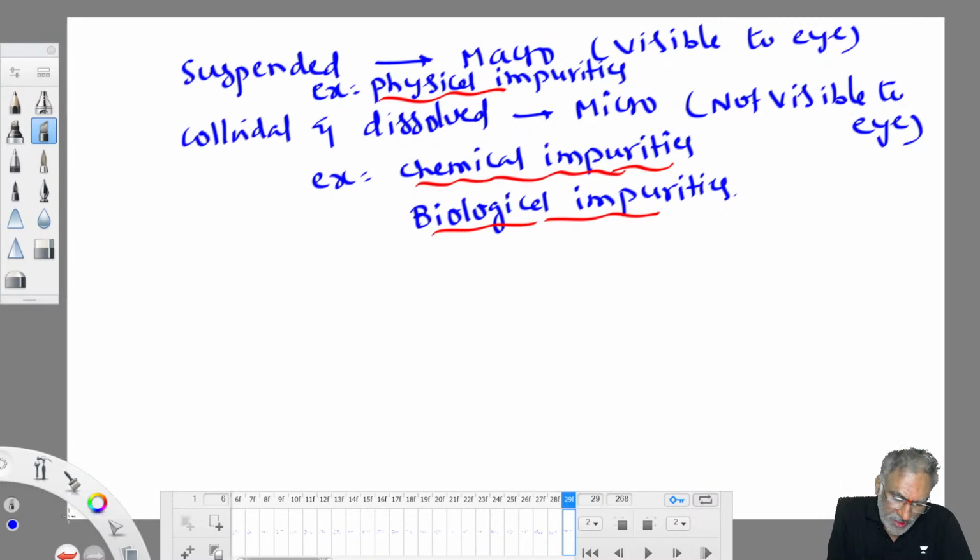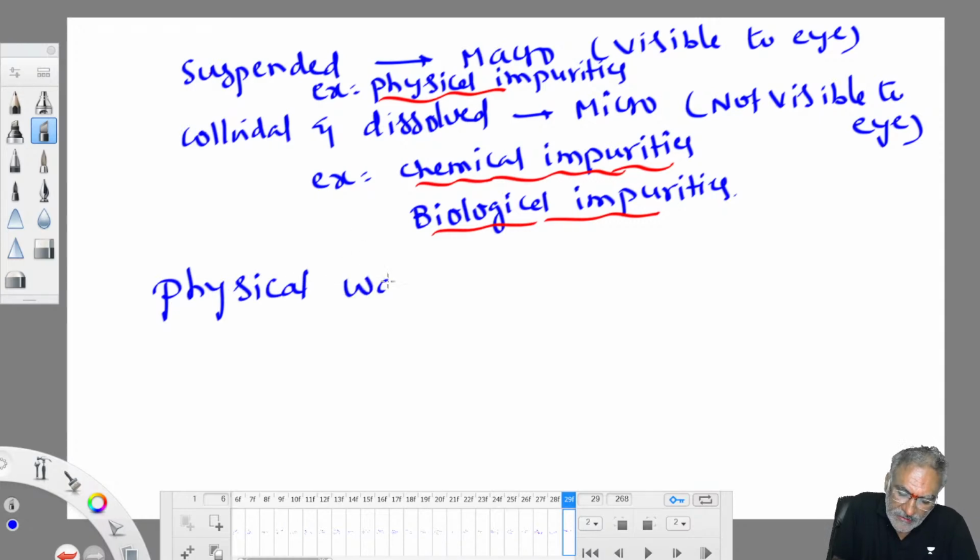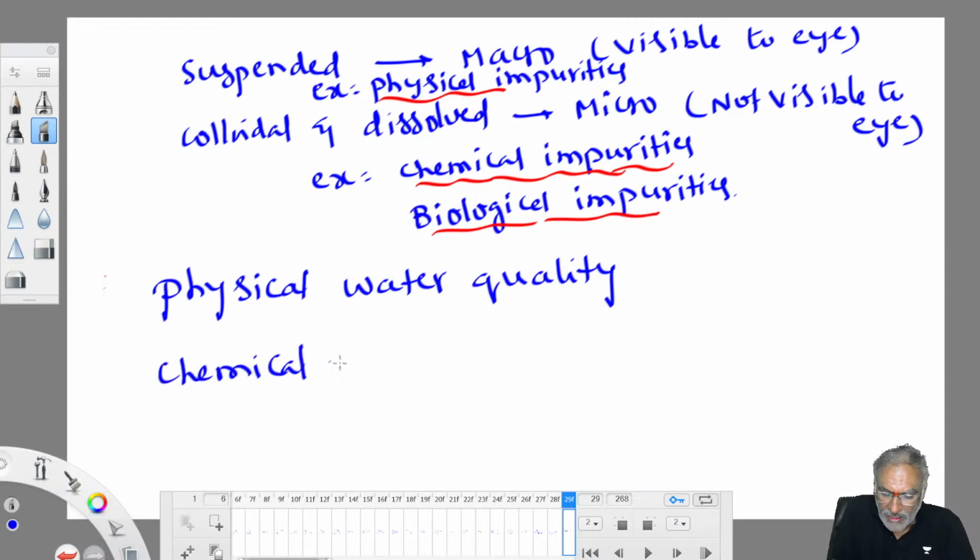So therefore we try to find out three water qualities. One is called physical water quality. By finding physical impurities we work out physical water quality. Second one is chemical water quality. These three types of water quality we work out to find out total water quality: physical water quality, chemical water quality, and third one is biological water quality.